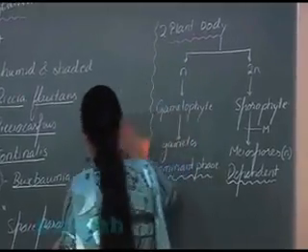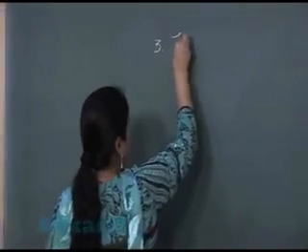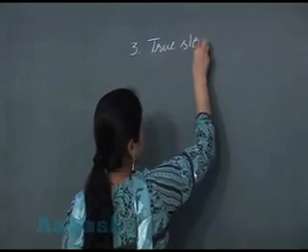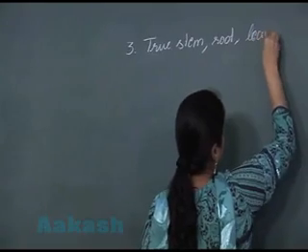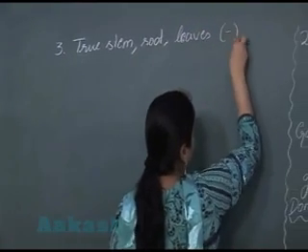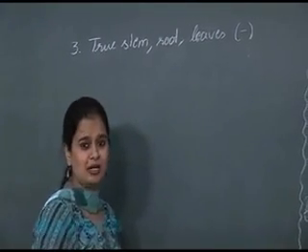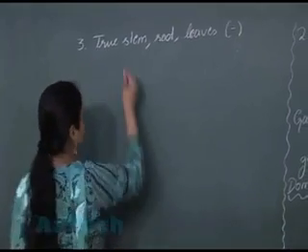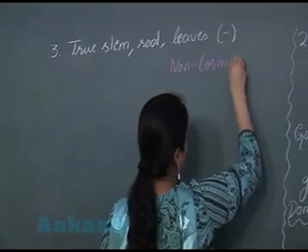Now another feature is that true stem, root and leaves are absent in the bryophytes. Yes, true stem, root, leaves absent. The same condition we have studied in the algae. So such a group of plants where true stem, root and leaves are absent are known as non-cormophytes.